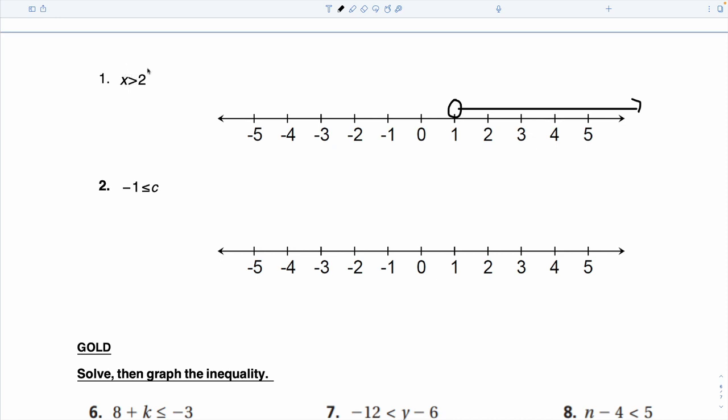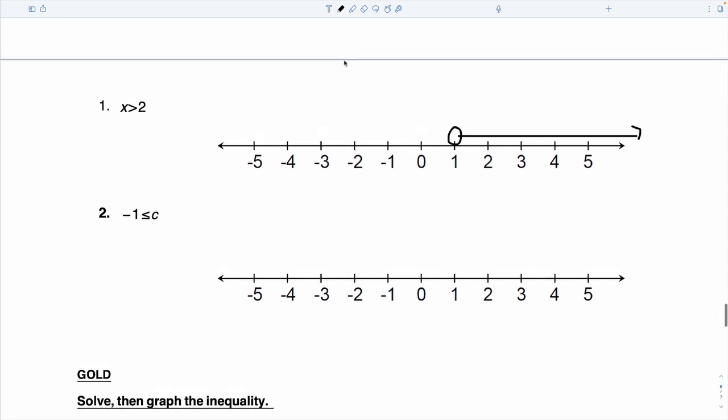X is greater than 2. So if you read it, you're going to notice 2 is bigger than 1, so it heads to the right. It also just looks like the arrow points to the right as well.